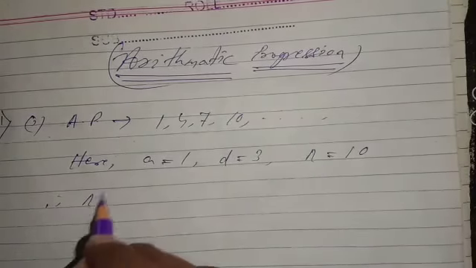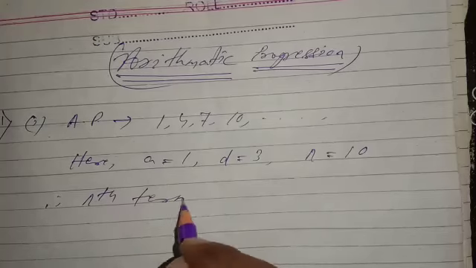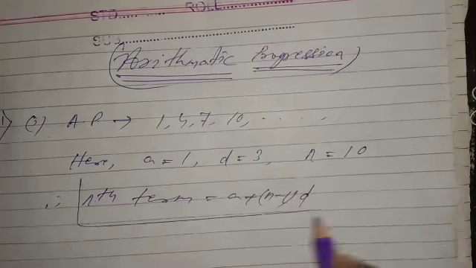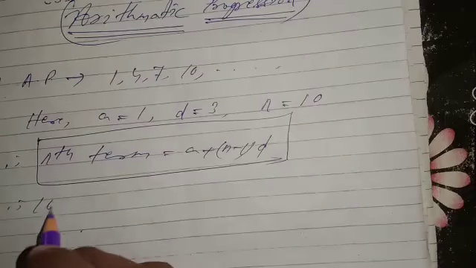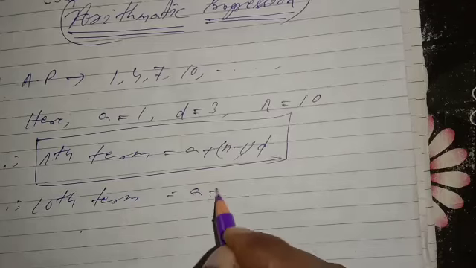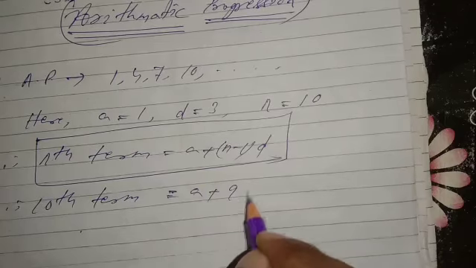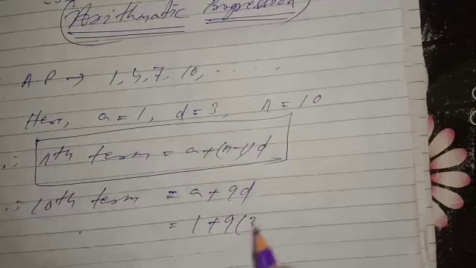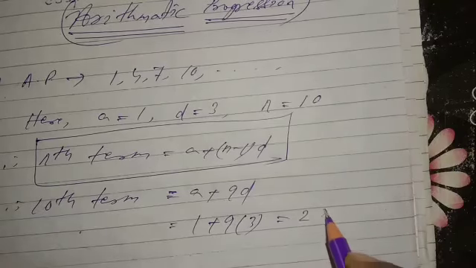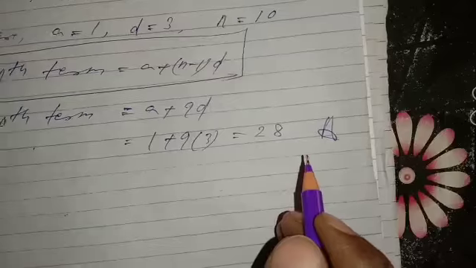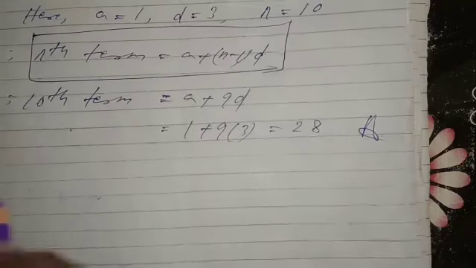Therefore, the nth term formula is what? First write the nth term formula, that is a plus (n minus 1) d. This is the nth term formula. Now just apply here, the 10th term, putting n is equal to 10, that will be a plus (10 minus 1) d, that will be 9d. A means 1, 9d with d equal to 3, 9 times 3 is 27, plus 1, that is 28. So what is the 10th term? The 10th term is 28. In this way, question number 1, first part completed.